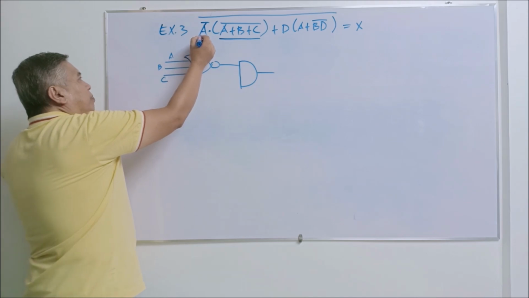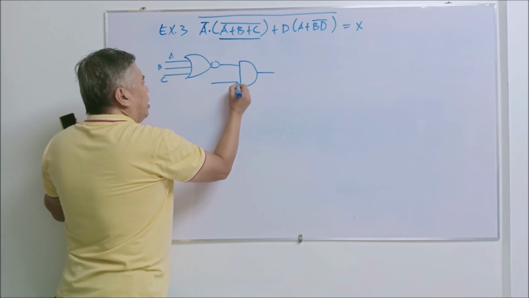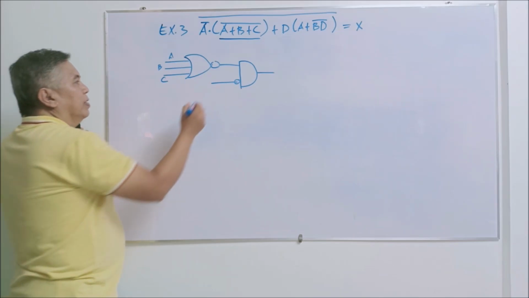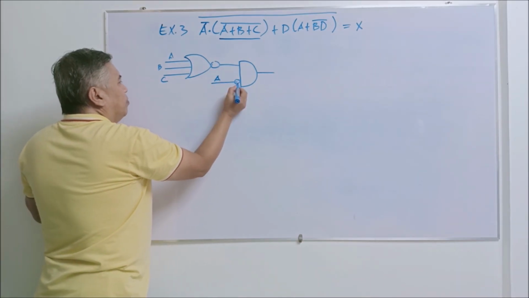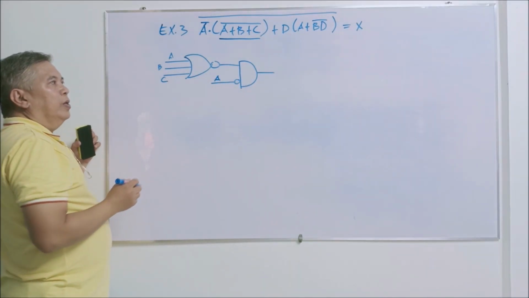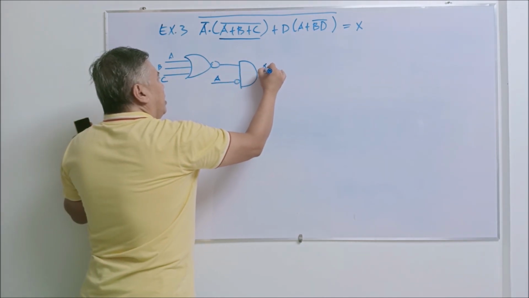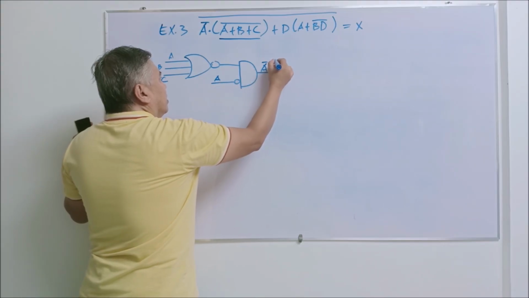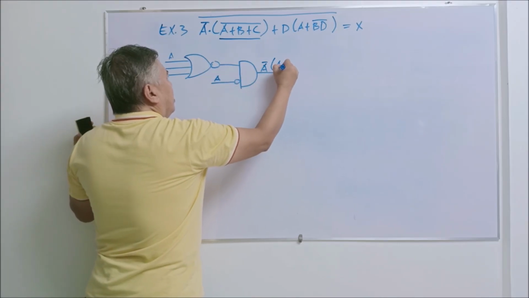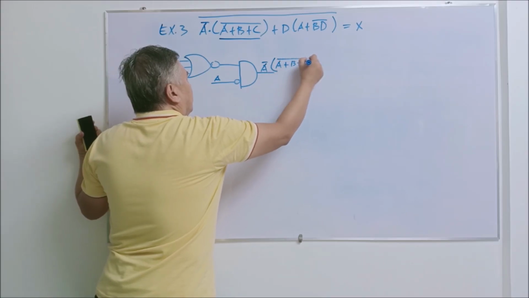Okay, take note that the input A here is complemented. So your input A passes through an inverter. Okay, so this is your A. The output here after your bubble will be A complement. So in this particular logical circuit, the output now becomes A complement times this one here, the output A plus B plus C complement.